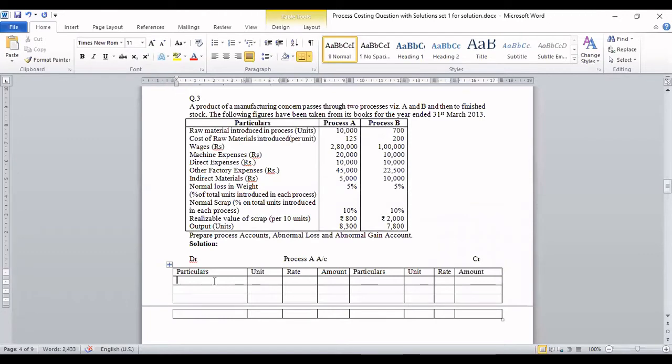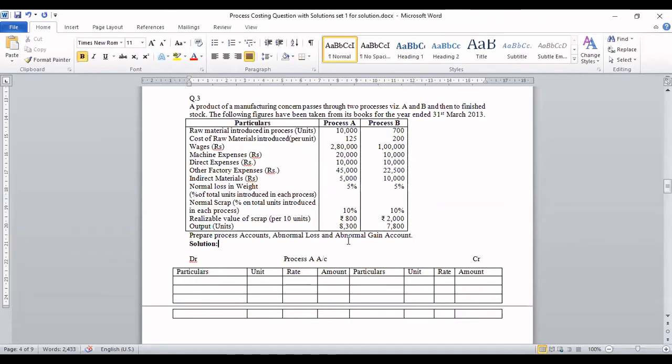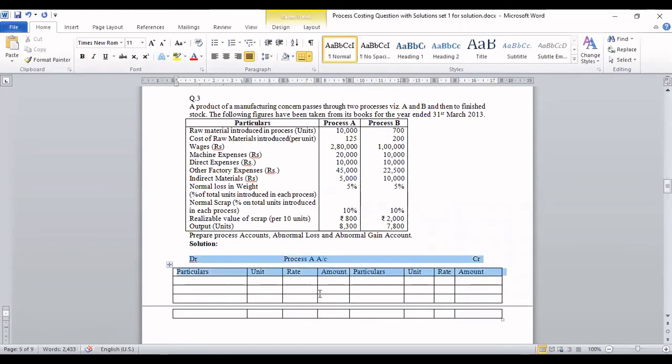In this question, if you see, we have to make two process accounts, and they said you have to prepare abnormal loss and abnormal gain, and I want to add one more account, which is the normal loss account, to understand the abnormal gain treatment. Is this clear, everyone? Yes.